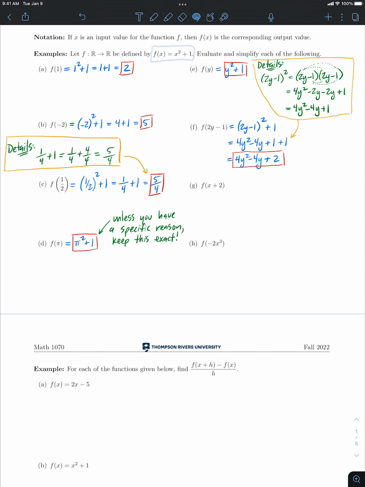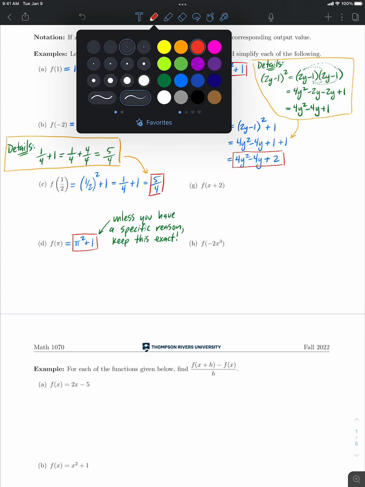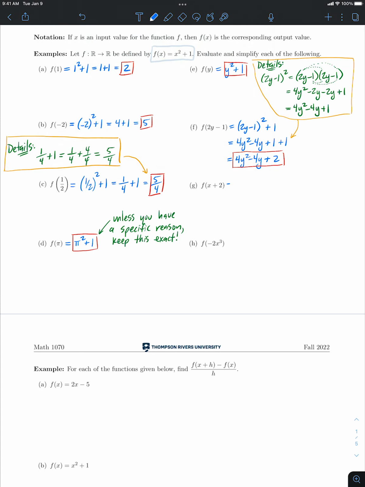Okay, what about f of x plus 2? Same idea. You're going to have the input value, x plus 2, squared, plus 1, because that's how the function works. It takes its input value, squares it, then adds 1. So in a manner similar to what I did up here, we're going to have to expand the x plus 2 all squared. What you're going to end up with is x squared plus 4x plus 4.